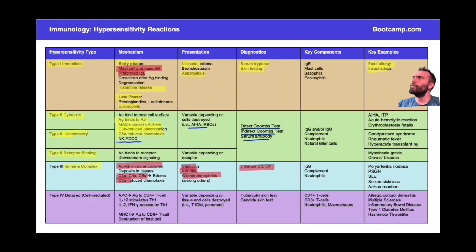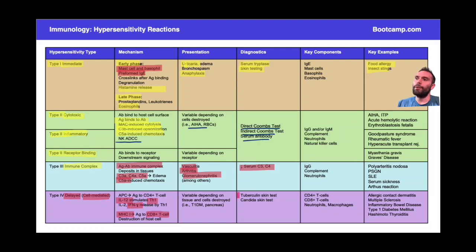Finally, we talked about the type 4, very classically called the delayed or cell-mediated. Remember, these are not humoral. Type 4 are primarily going to be talking about T cells that are causing most of the havoc here. And the big one is the CD8 positive T cells activated via MHC1, but we can also see a T helper 1 response, largely driven by interleukin 12, interferon gamma.